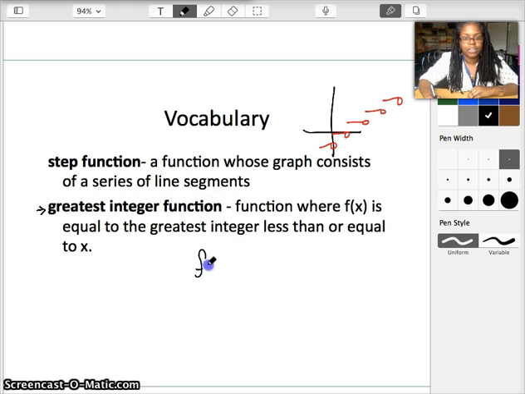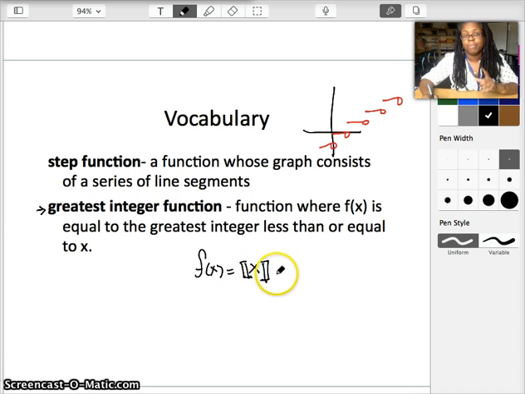When it's written down, it's given as f of x is equal to x with a bold bracket around it, something like that. Some textbooks use slightly different symbols. Some textbooks also call this a floor function and a ceiling function. We may use that terminology if we graph it using some technology, but we'll talk about that later.